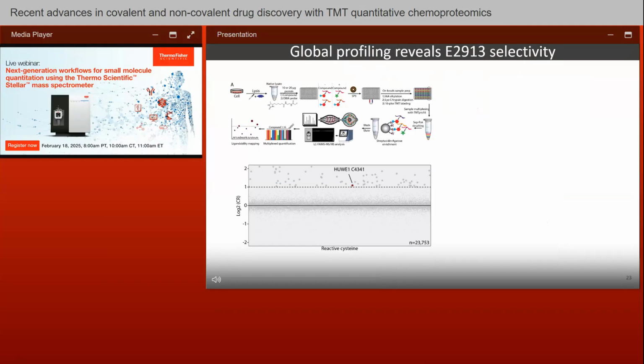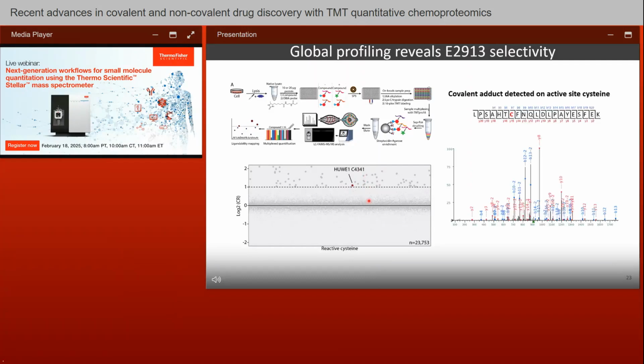And then we can go back to the global profiling or TMT ABPP workflow to really study the selectivity of this particular molecule. We profiled about 24,000 reactive cysteines across the human proteome, and E2913, I believe, will bind to a couple dozen of them, and HUWE1 cysteine 4341 is one of them. We also luckily found the IDACM ion on an active site, so this peptide has the E2913 modification. It's a covalent modification.